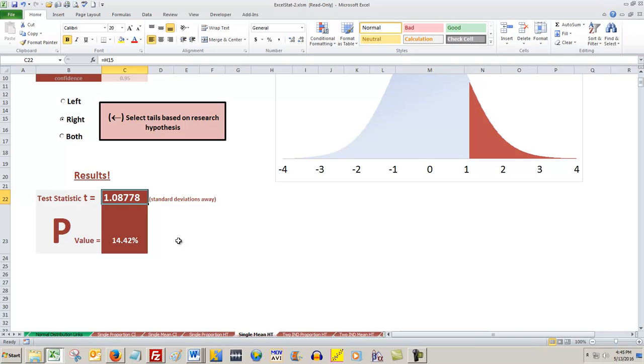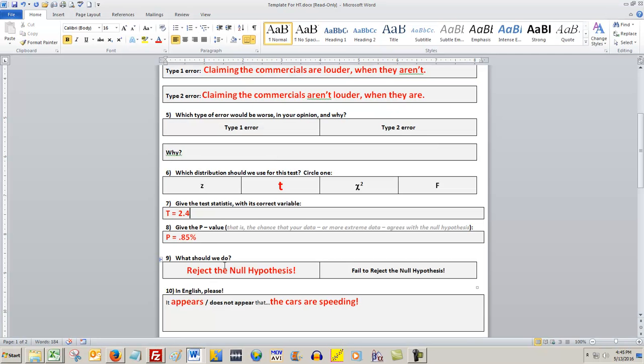1.08 test statistic. Let's put that into the template and then discuss it. Test statistic 1.8. The p-value, about 14%, which if you think about it a different way, is bigger than 5%, right? Should we reject the null hypothesis with a bigger than 5% p-value? No. Not at 95% confidence.